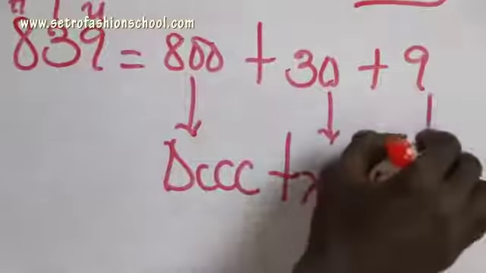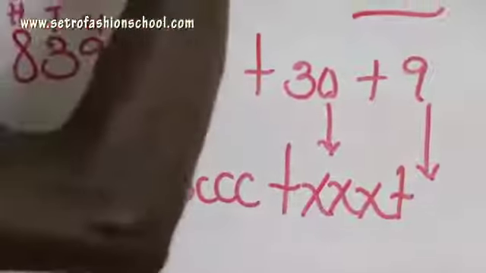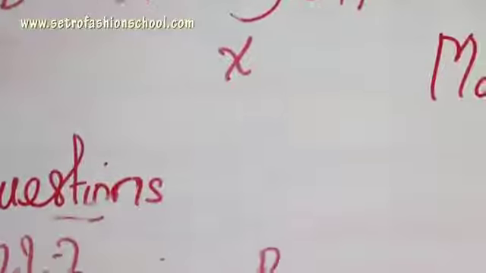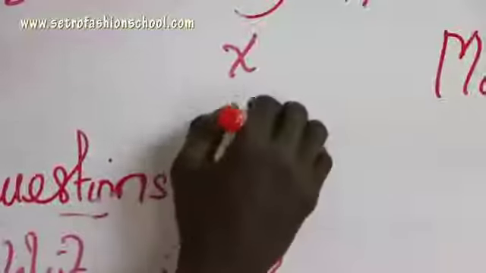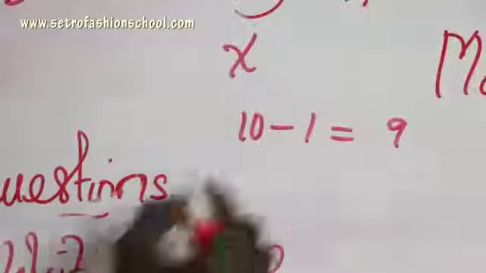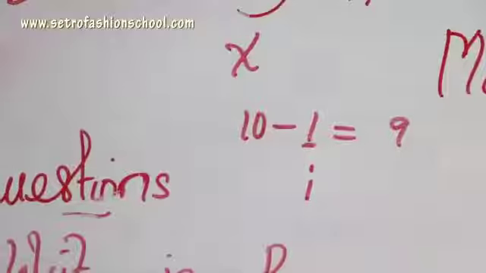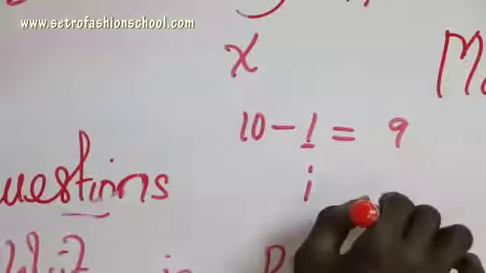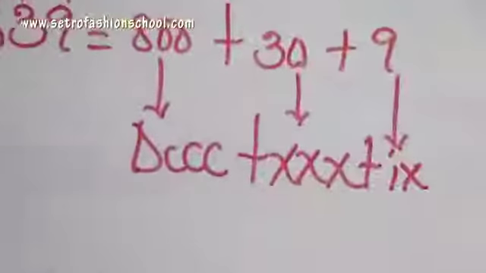Plus, then drop your 9. Your 9 in Roman numeral is what? Don't forget, 10 is more than 9 and 10 is X. So, if you want to get 9, you have to remove 1 from 10, and that will be 10 minus 1, which is 9. Likewise, don't forget, your 1 in Roman numeral is the letter I. So, I must come before X, which gives you 9. IX is 9.